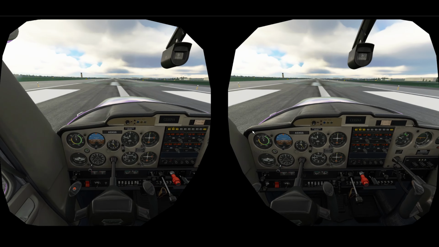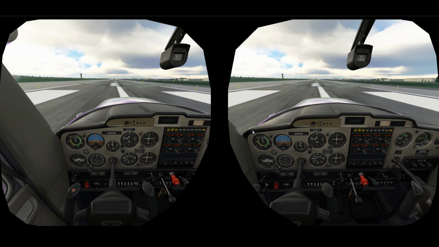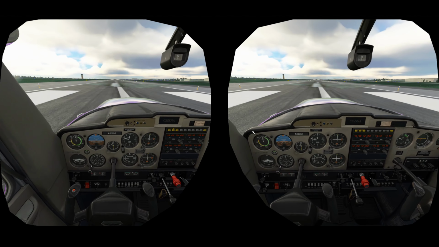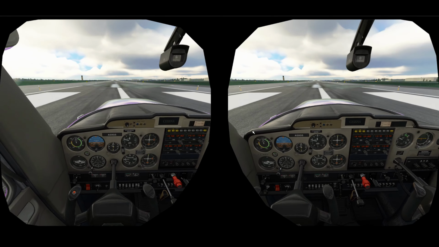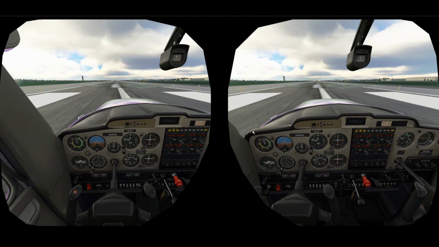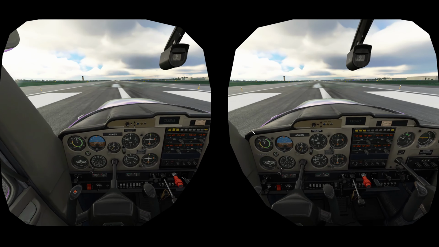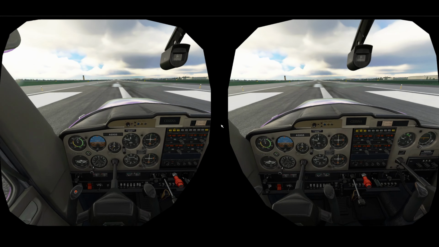Okay, so now we're in Microsoft Flight Simulator. We're sitting on the runway in a Cessna 152. And if we look at our dash here, now if we move our head up and down.